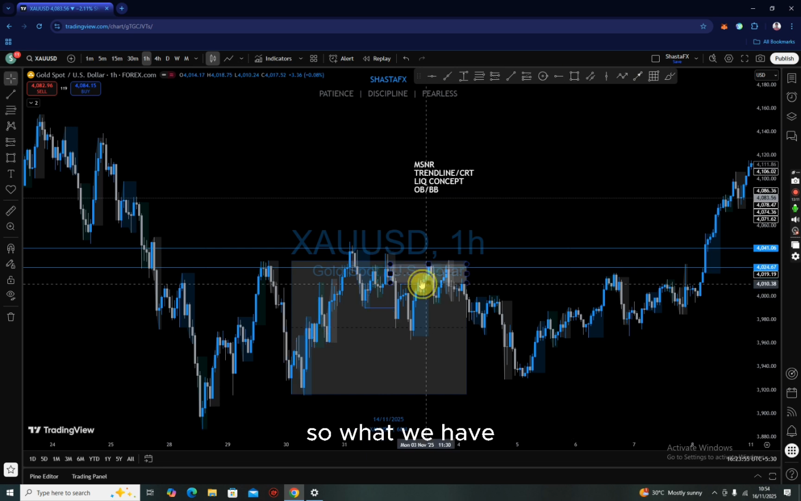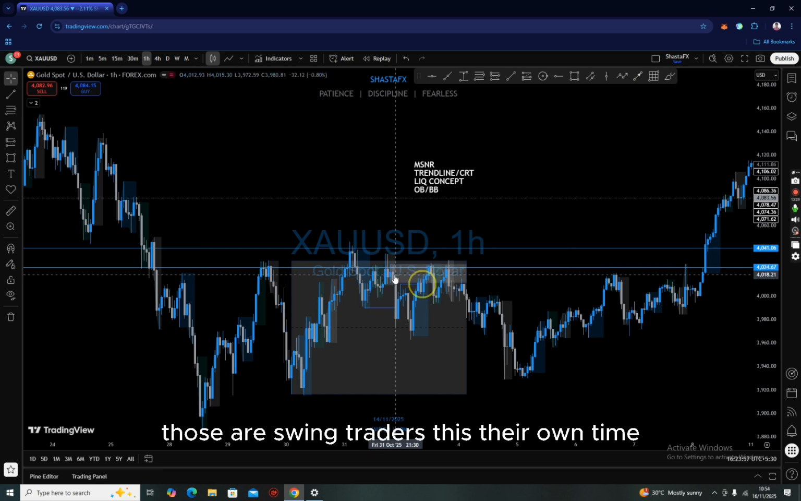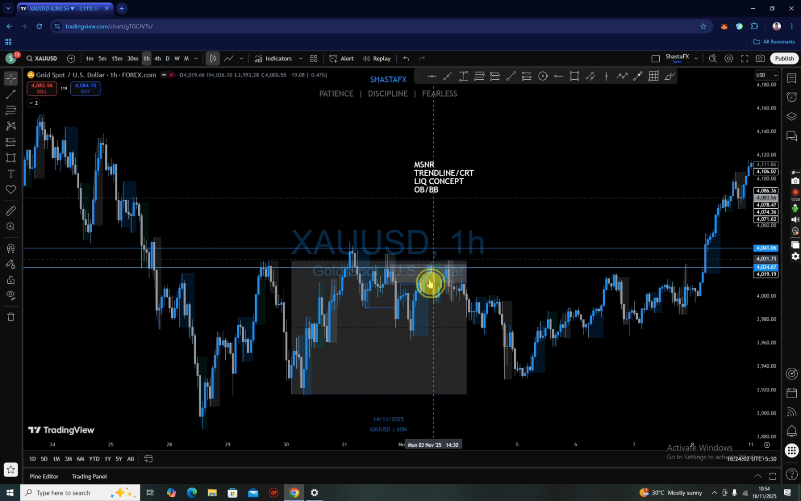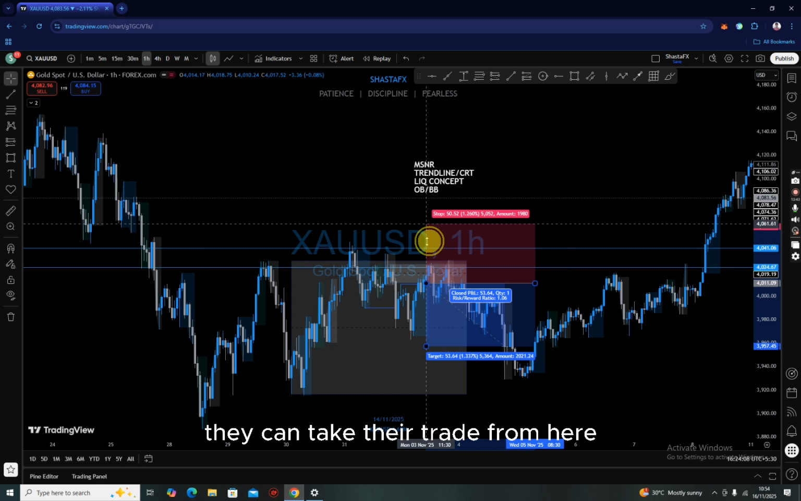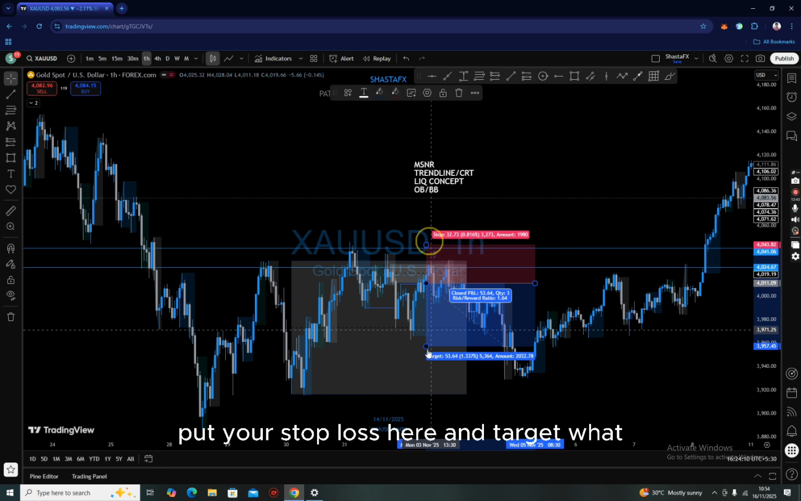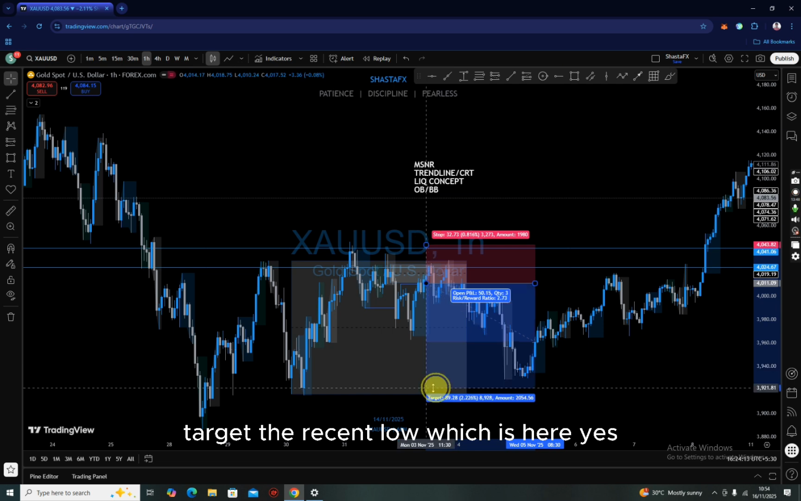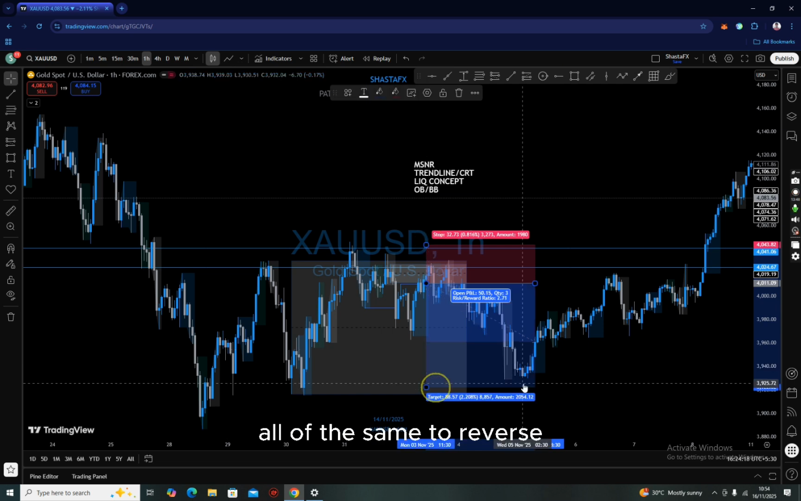So what we are doing, those are swing traders, this is their own time. They can take their trade here, something like this. They can take their trade from here, put their stop loss here, and target the recent low, which is here. Yes, market will be few pips to your TP, all of a sudden it will reverse.